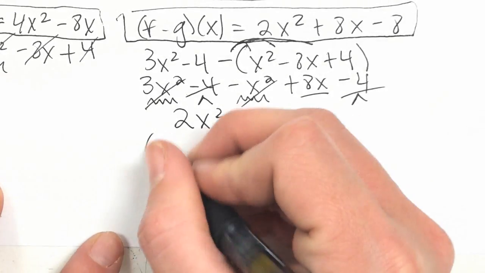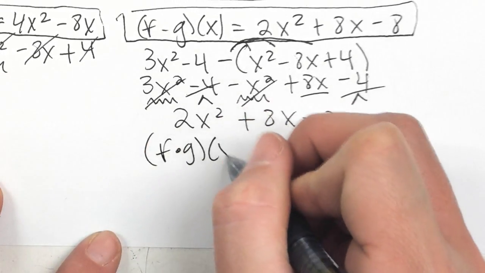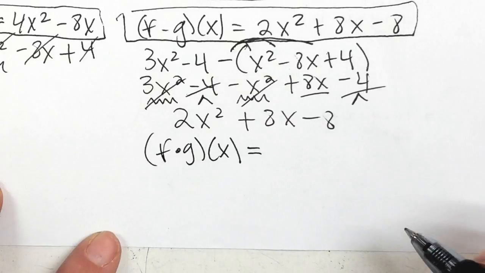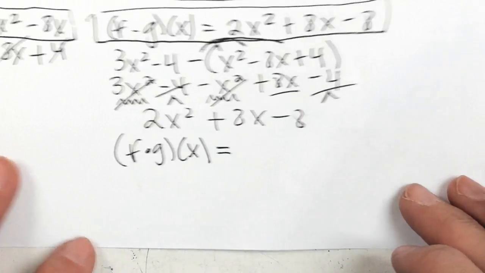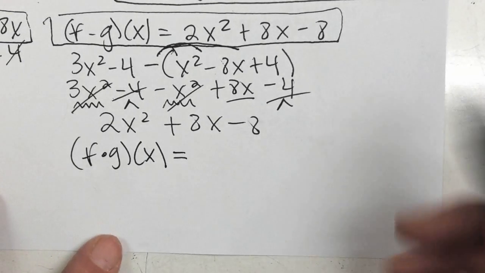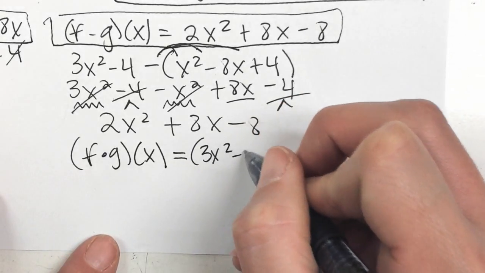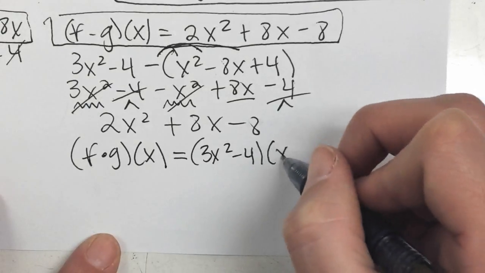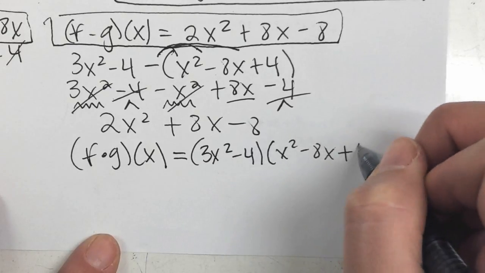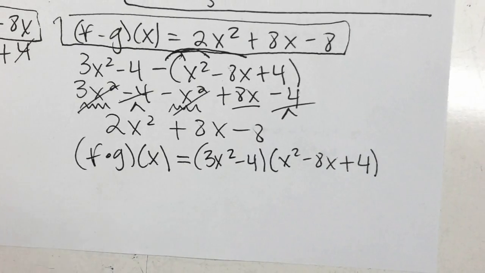Alright, multiplying. So f times g of x. Let's do this one together. I mean, you can work on your own if you'd like, but I'm going to work it on here. The first function has to be 3x squared minus 4, correct? The next one is going to be x squared minus 8x plus 4. How would we multiply these? Good.